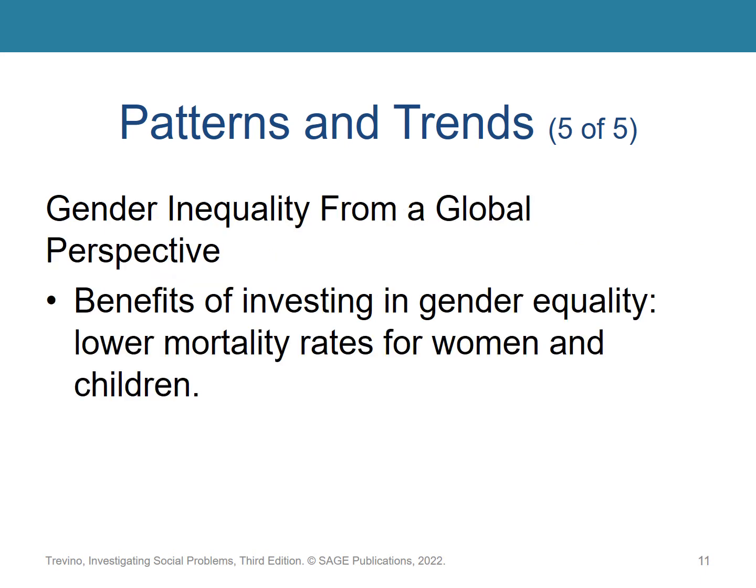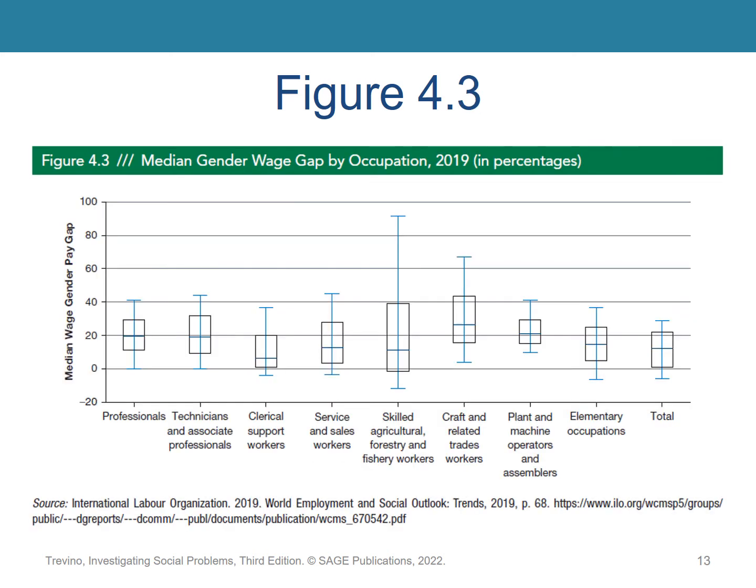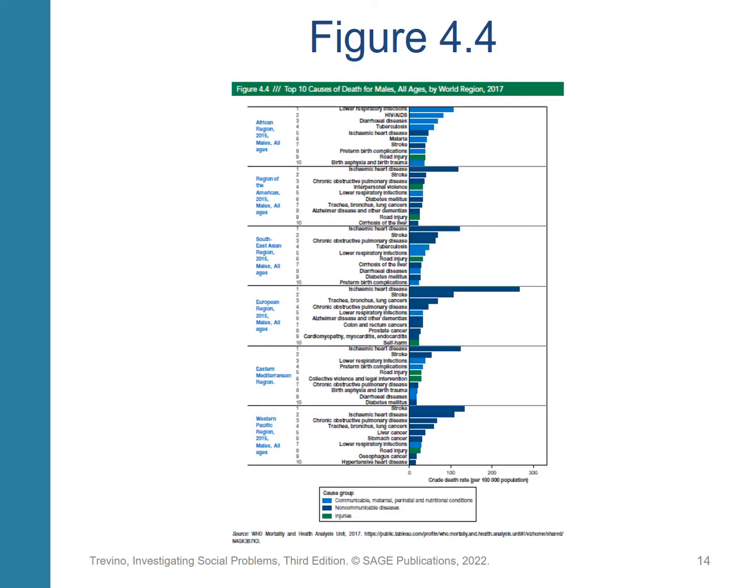So gender inequality from a global perspective, and the benefits of investing in gender equality, such as lower mortality rates for women and children. Talk about the gender pay gap, figure 4.2. Median gender wage gap by occupation in 2019, figure 4.3. Figure 4.4 talks about the top 10 causes of death for males, all ages, by world regions.